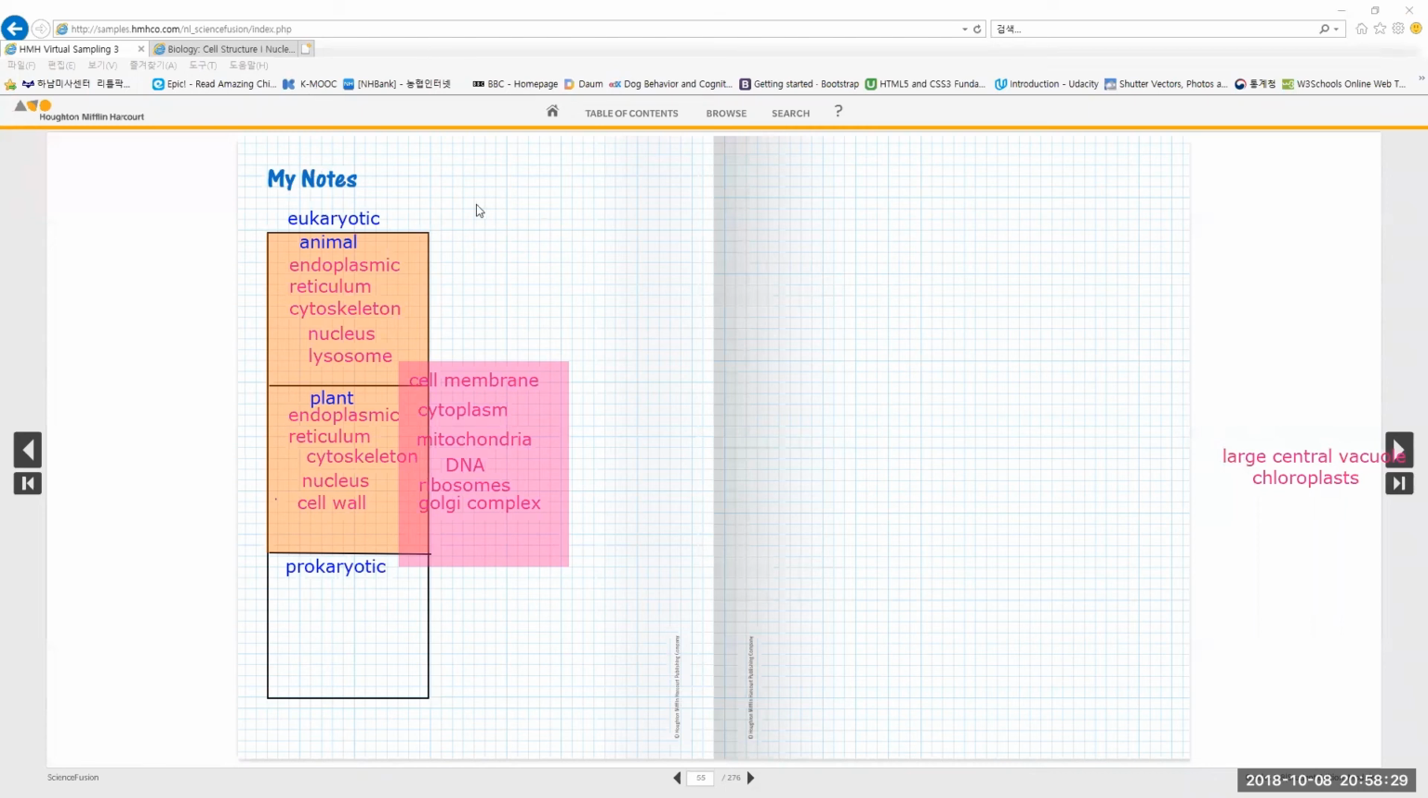Plant cells also have a large central vacuole and chloroplasts.